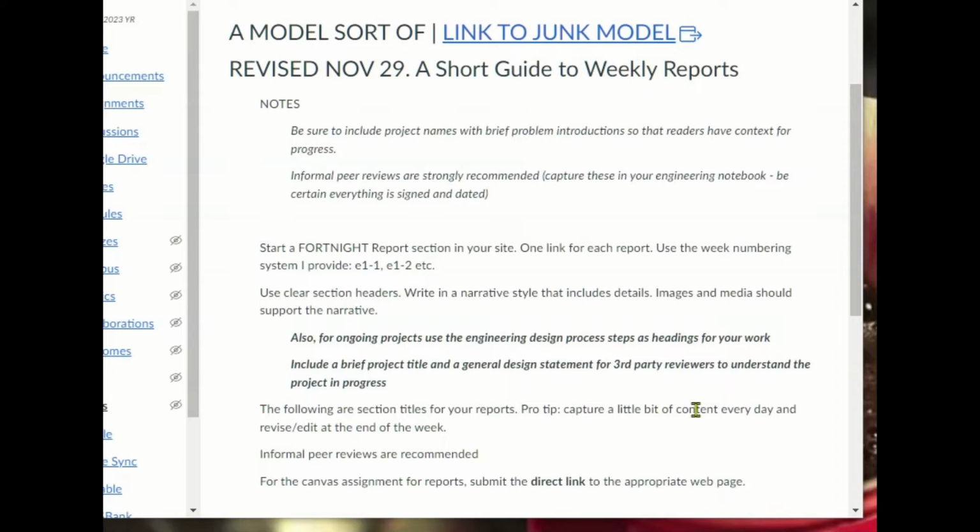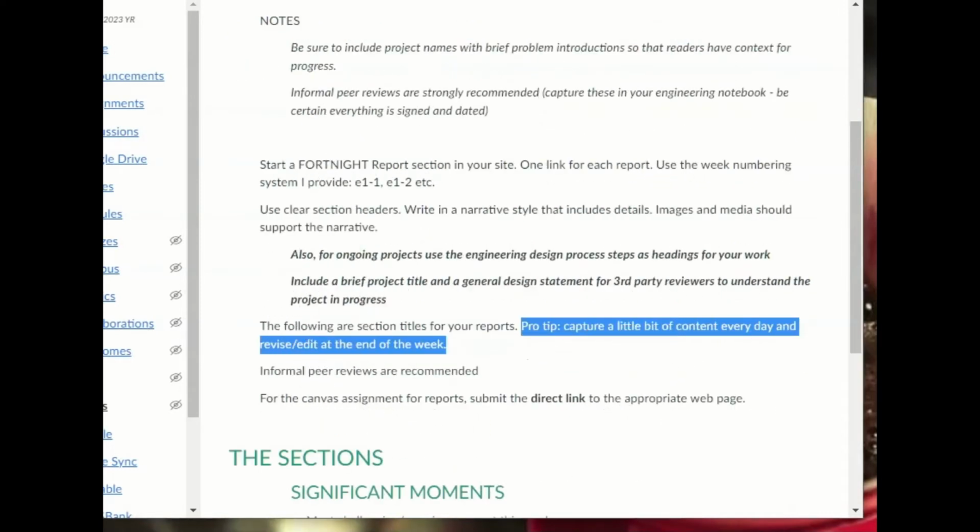Like we did before, for each report, you're going to start a new section on your Google site. Then we want to use clear headers as you go through, and write in a narrative style. That hasn't changed.